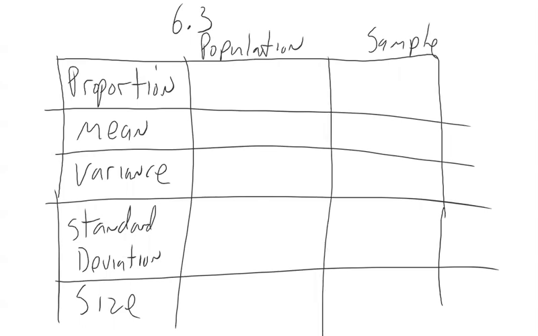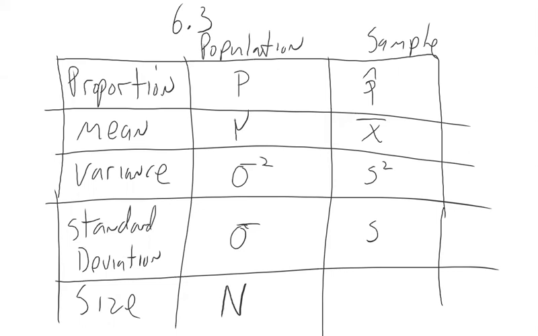And then we started putting in symbols, right? The population proportion is a P. The sample proportion was a P hat. The population mean is the mu. The sample mean was the X bar. The population variance was sigma squared. The sample variance was S squared. Population standard deviation is sigma. And the sample standard deviation is S. Population size is a capital N, and the sample size is a little n.